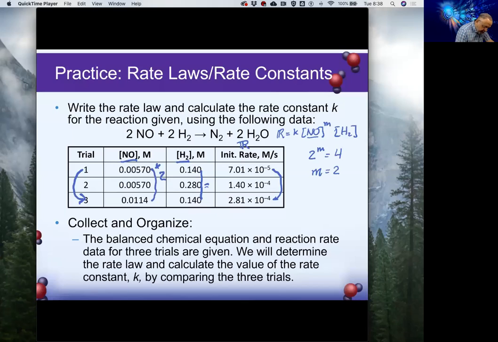So now I know that the rate is equal to the rate constant times the concentration of NO to the power of 2, times the concentration of H2. That's it.